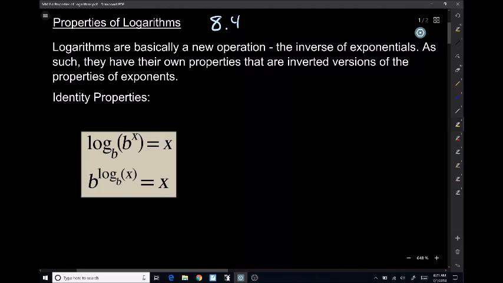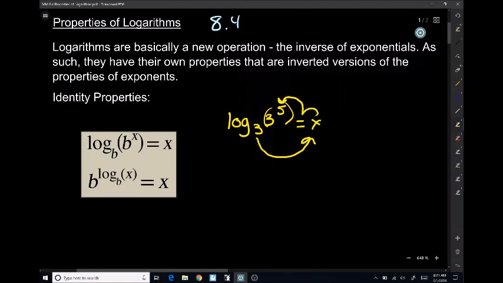If you have log base b of b to the x, you're just going to get x. And this just comes from converting. Like say we had log base 3 of 3 to the 5th. Well, if the base and the base of the input are the same, they're going to cancel because you're asking the question, 3 to what power equals 3 to the 5th? If we convert into exponential form, well, obviously the power is 5, so x would be 5. So this comes from converting.